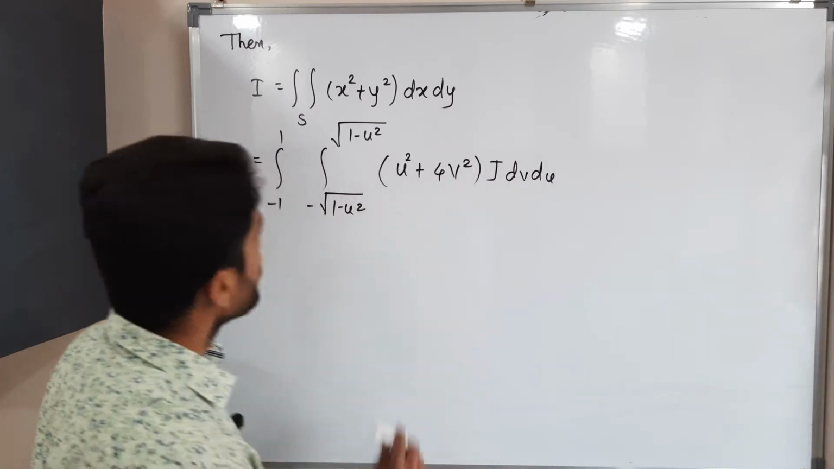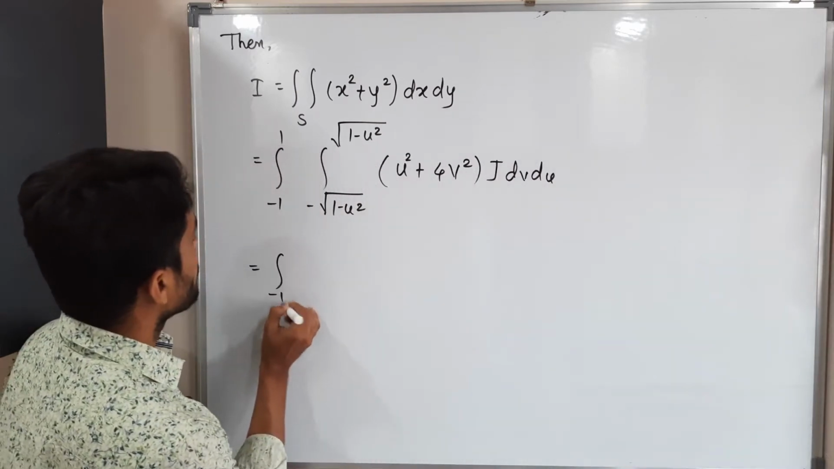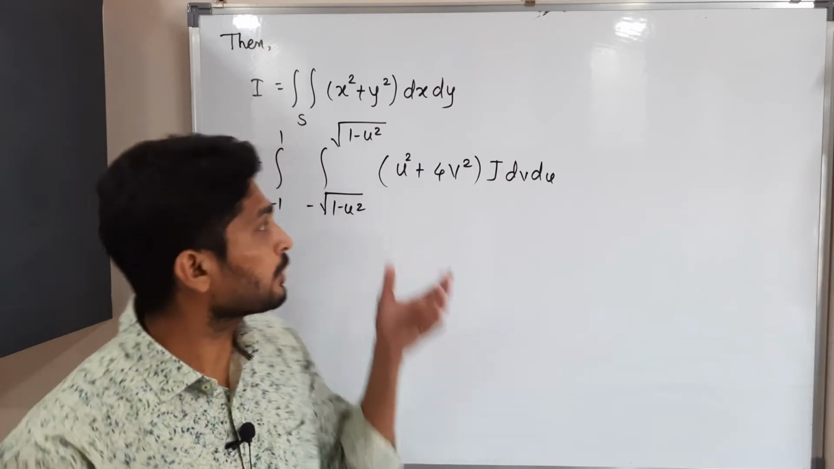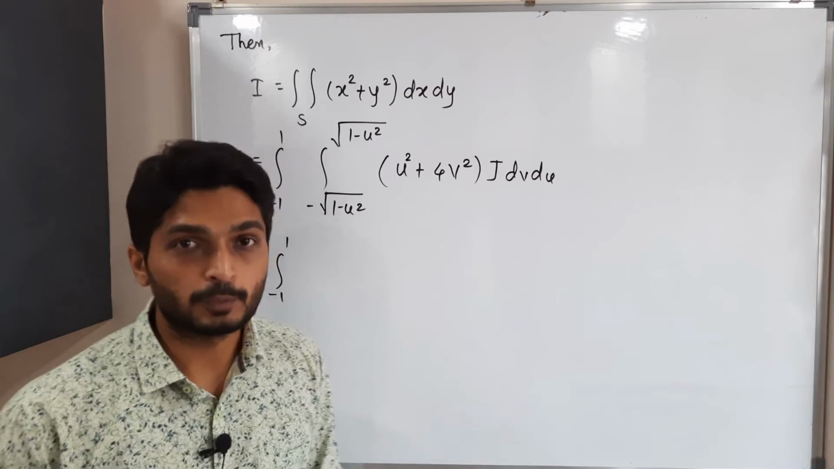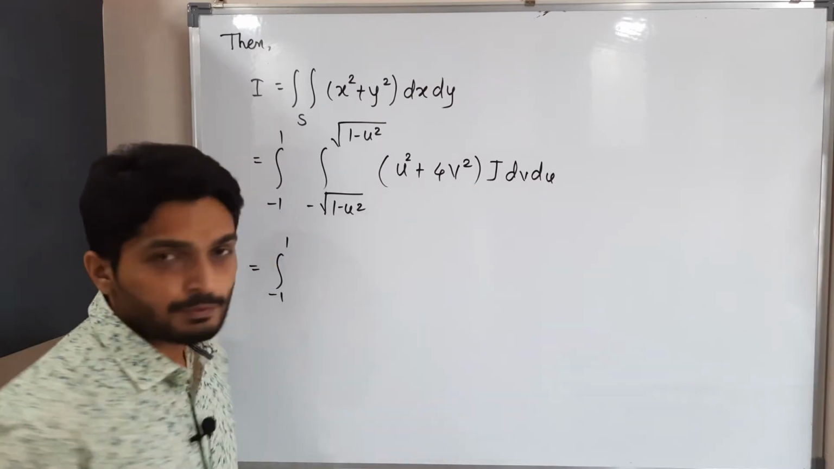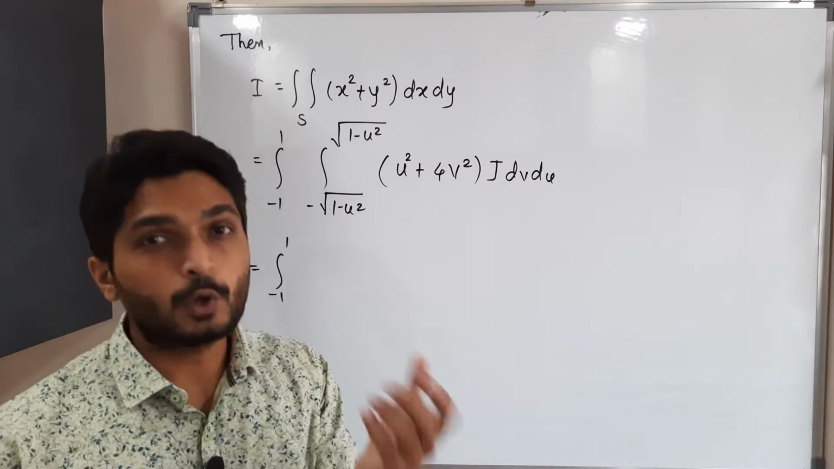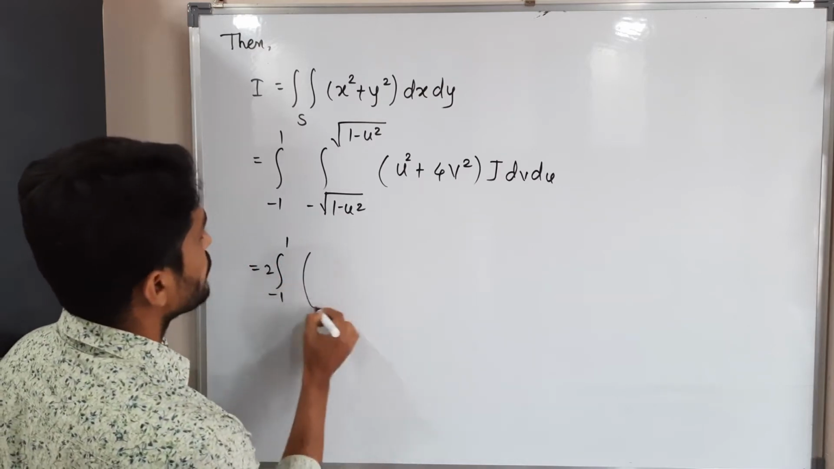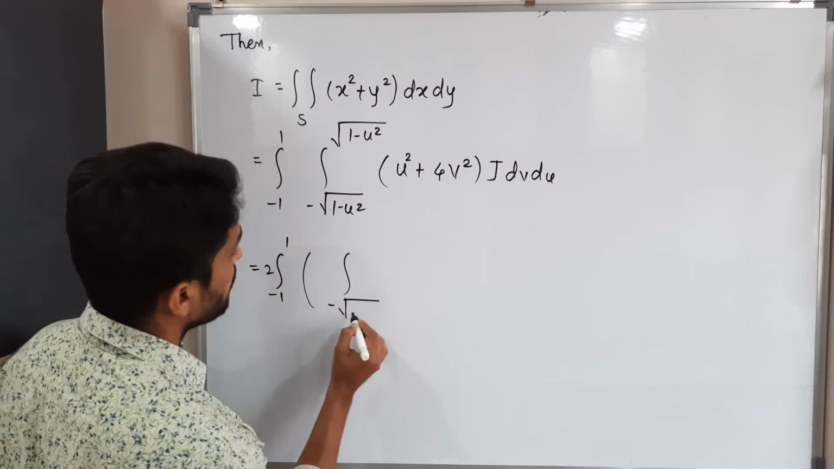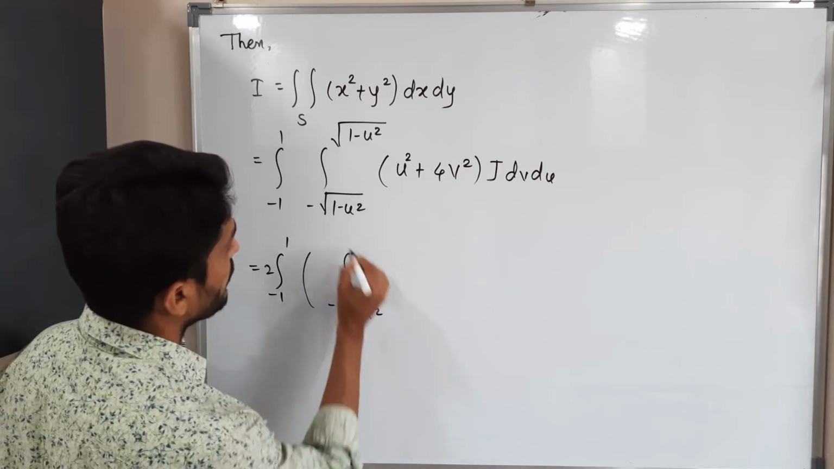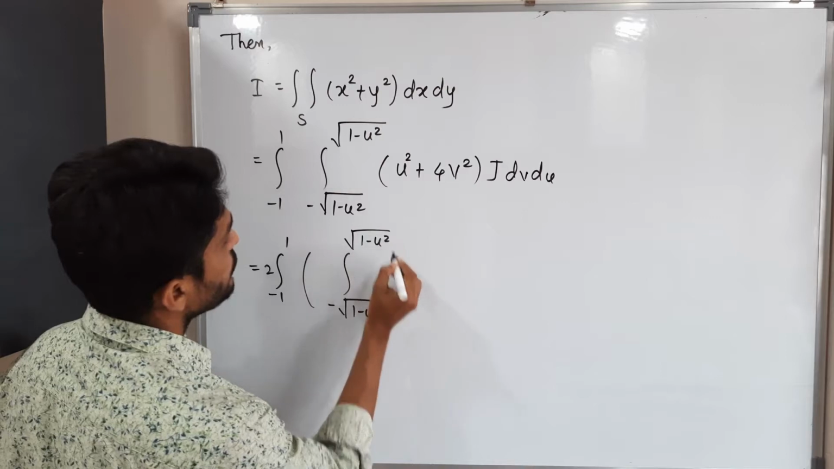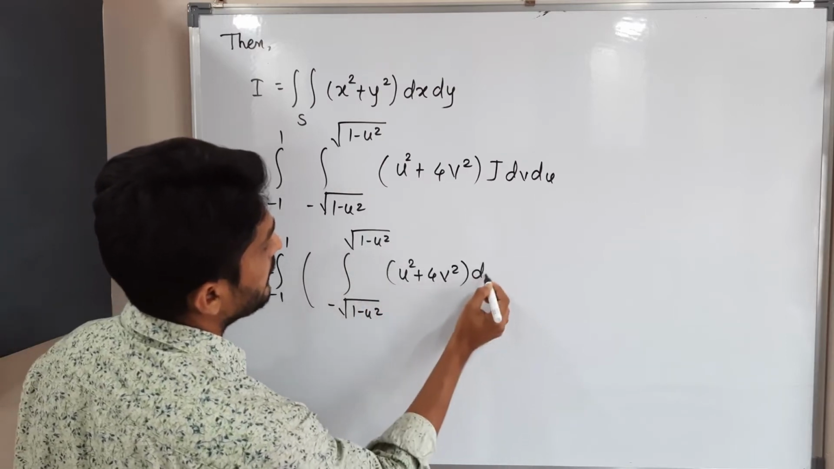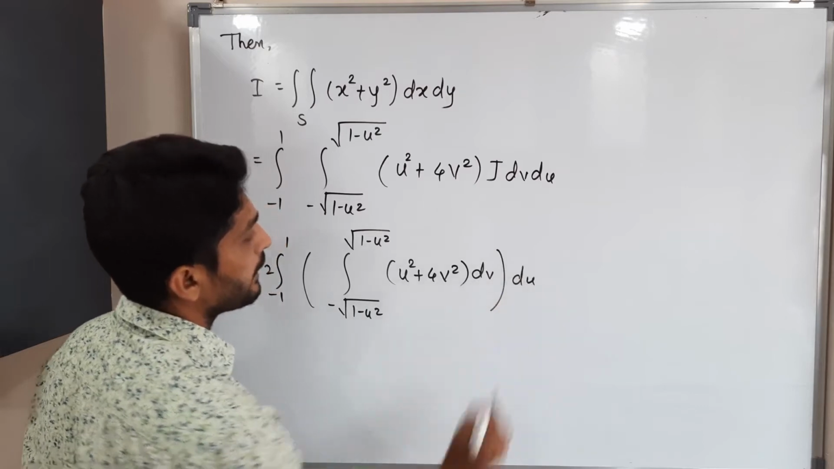So this is equal to integration -1 to 1. I'm going to focus on the inner integral only. We have to solve the inner integral first, and then we'll go further. What is the value of the Jacobian? It is 2, which is a constant, so I can take it outside. Integration from minus root 1 minus u square to root 1 minus u square of u square plus 4v square dv, and the outer integral is with respect to u.